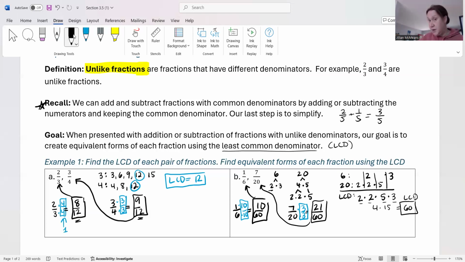Okay, so again, we found an LCD and we found equivalent forms of these fractions, and this is pivotal because now I have two fractions that have common denominators, so I could easily add or subtract. Okay, so make sure you understand this method because this is the process we're going to have to use to add or subtract what are called unlike fractions.